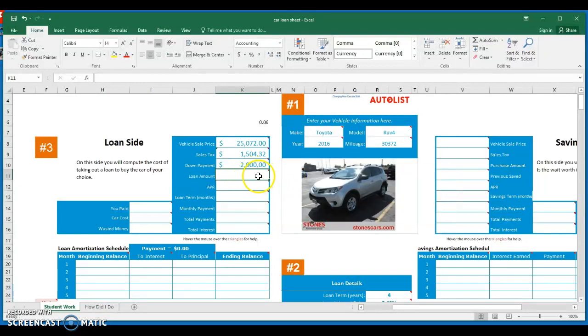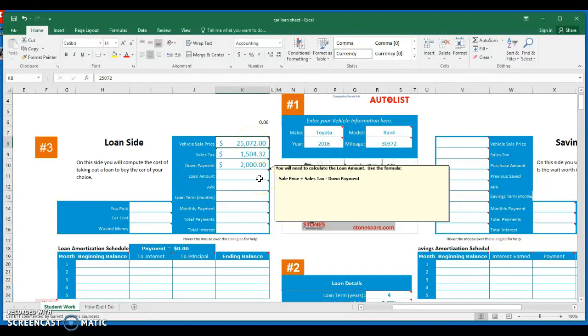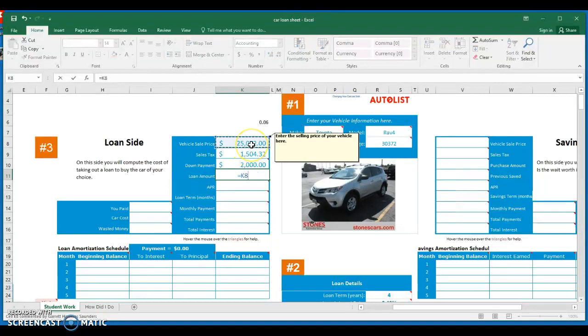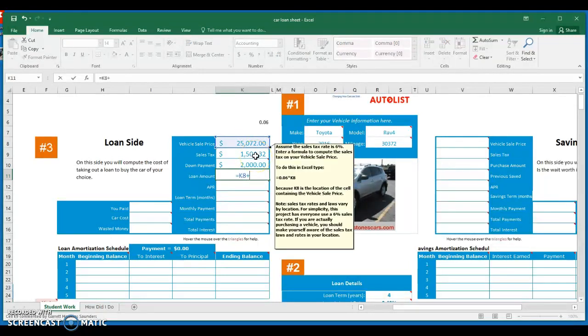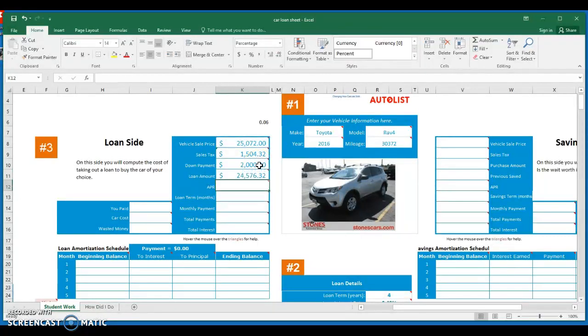Also here, I want to just take a second to show you how to do the loan amount. It's pretty self-explanatory over here, but just make sure that they do equals the vehicle sale price, cell linking always of course, plus the sales tax minus the down payment. Just make sure they do that right so they get the right loan amount.